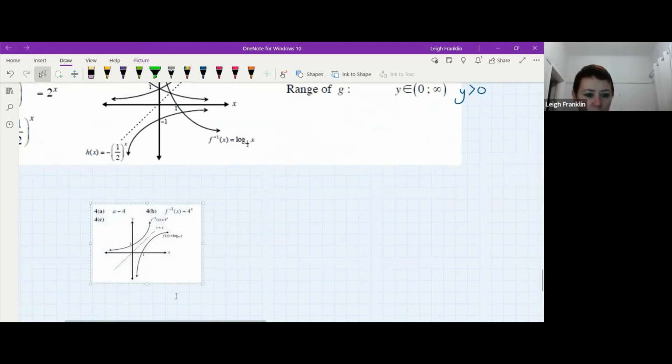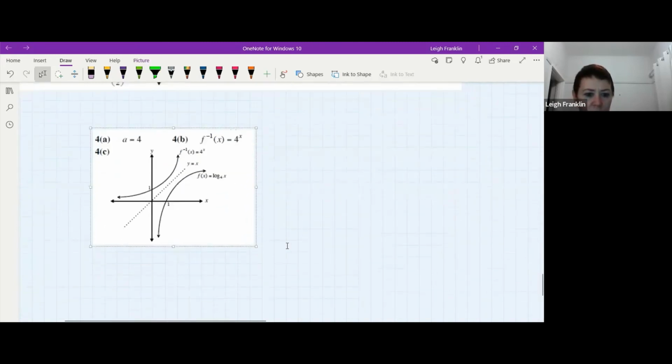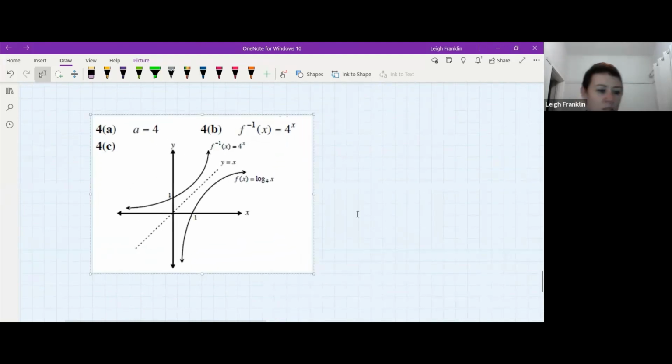All right, so there was question 4. Again, I think they just drew it better than I could. So you should have got that a was equal to 4. In B, your inverse is 4 to the x, and then in C, that was your diagram of both. Are there any questions?